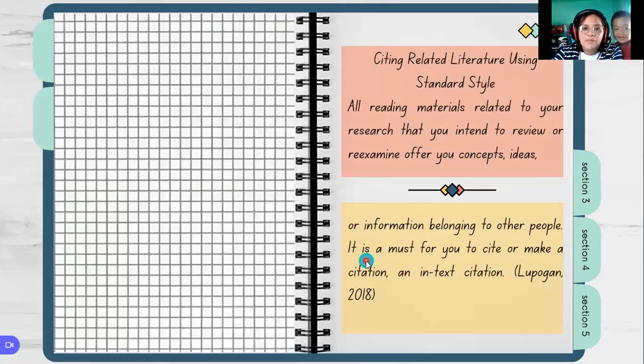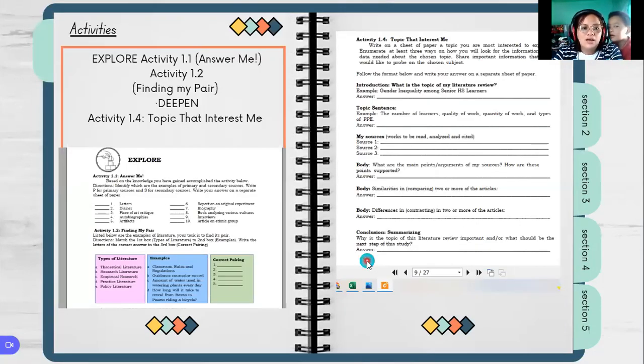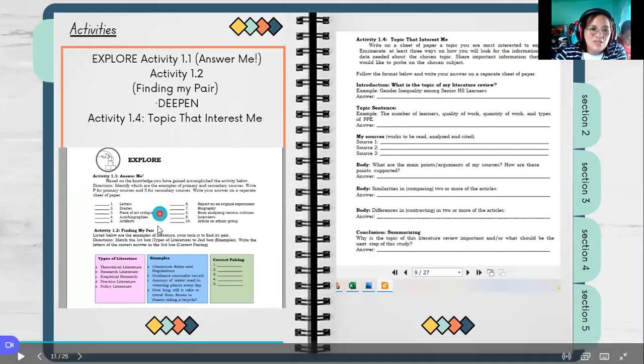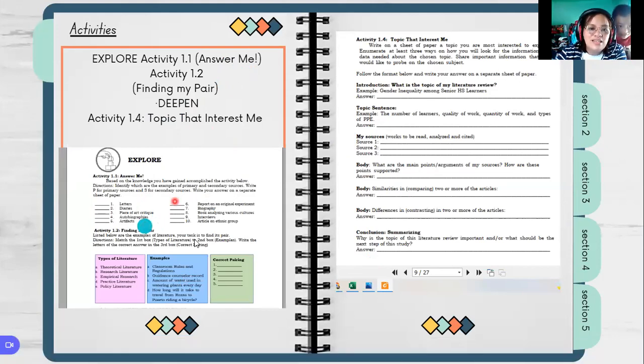And so, as we are doing this, we have to finish these activities. Activity 1.1, answer me. Activity 1.2, finding my pair. And deepen 1.4, topic that interests me. I believe that these activities are in your module. And so that would be for the first lesson.